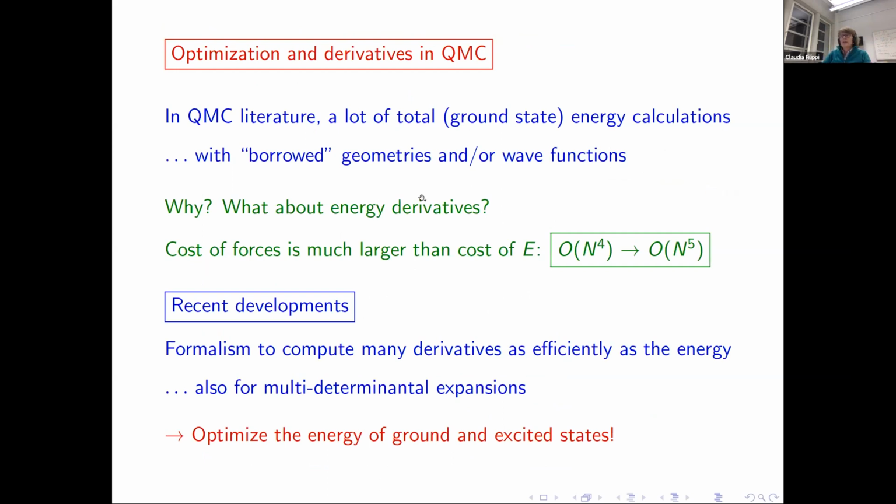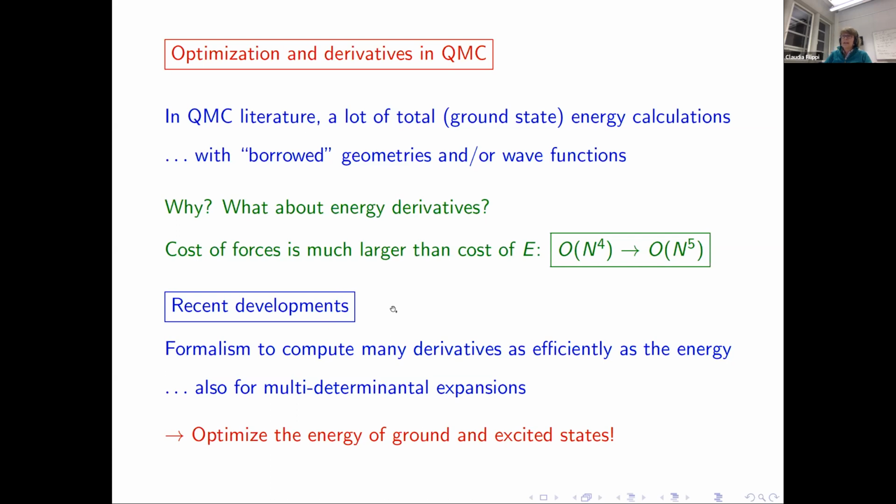And the question is, why is it so hard for us to compute energy derivatives? I'm going to explain a bit where the complication comes from. The point is, if you're doing forces in a straightforward manner, you will get a much larger cost with respect to the energy. You will go up by at least a factor of N, from N to the 4th to N to the 5th per Monte Carlo step.